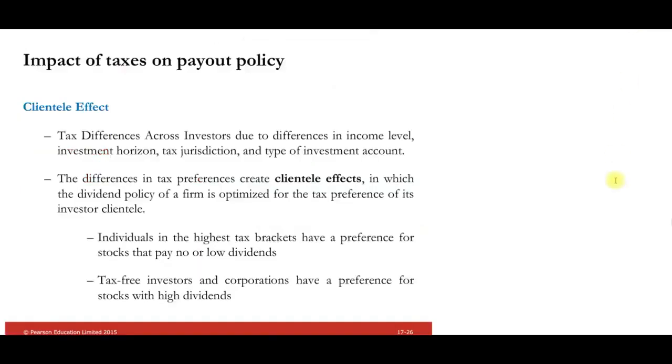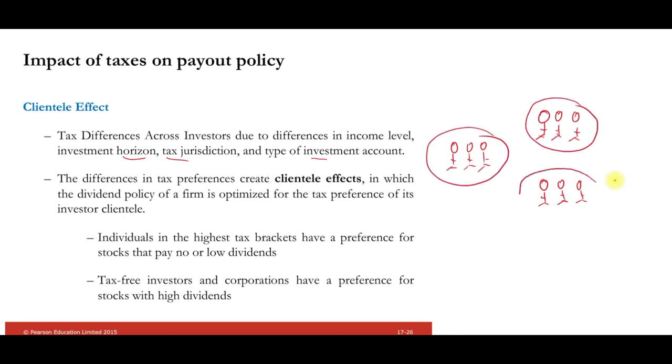So taxes actually create a clientele of people. For instance, there are different groups of people. I will explain it here so it would be easy to understand. There are different people who are affected by taxes, different types of investors actually. Some investors have different investment horizons, right? They live in different tax jurisdictions and they have different investment accounts. So each group of investors may have a different need of dividends.